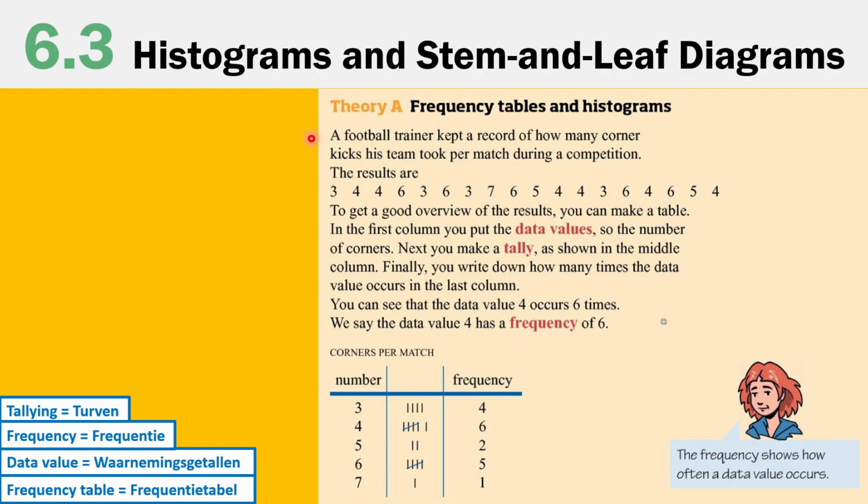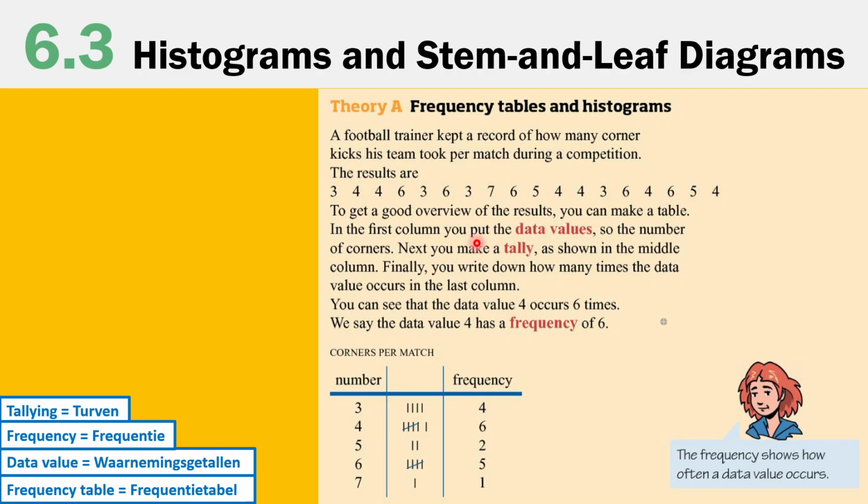A football trainer kept a record of how many corner kicks his team took per match during a competition. 3446376544364654. This is not very comprehensive, right? You can take a look at this and say, well, okay, these are numbers, but I don't see in one go how many threes there are, how many fours there are, etc. So to get a good overview of this data, of those results, you can make a table.